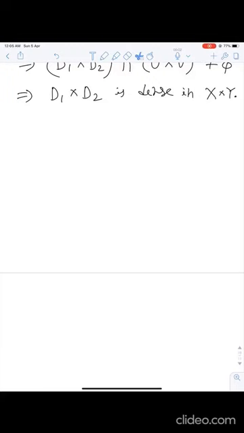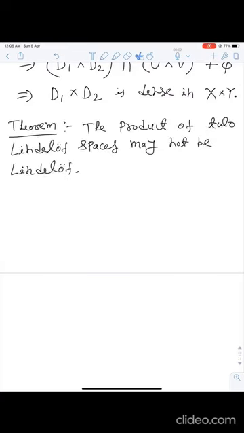Now we shall prove that the product of two Lindelof spaces may not be a Lindelof space. This is the theorem. Actually, we will give one counter example. That means we will give one example which is Lindelof, but its product, that is if we take two copies of the Lindelof space, is not Lindelof. So my counter example is RL cross RL.